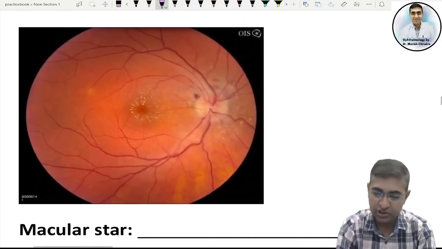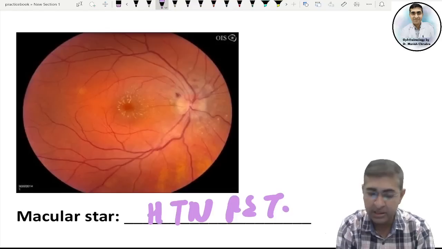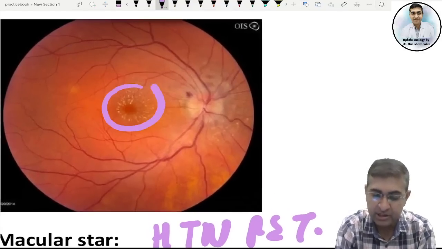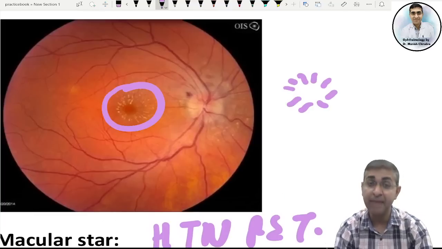Next is macular star. So what is macular star? It is seen in hypertensive retinopathy, and you can see the exudates. These are hard exudates which are present around the macula and they are forming a star. You call it macular star.